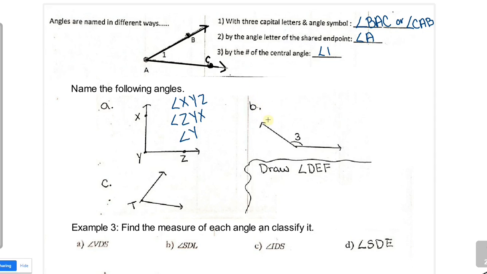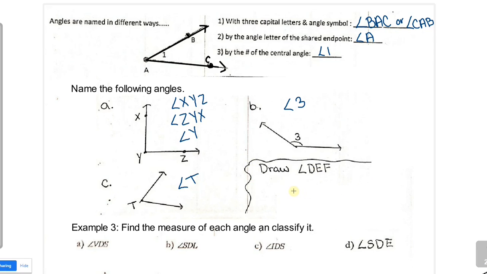B here says we need to name this angle. The only thing shown right now is a number of that angle itself. So this is going to be angle 3. And then C, this angle is named by its central angle, so angle T. Now I want you to draw an angle. It doesn't matter what size, and then label it. We're going to name it DEF. So go and pause the video and do it, and then we can check it.